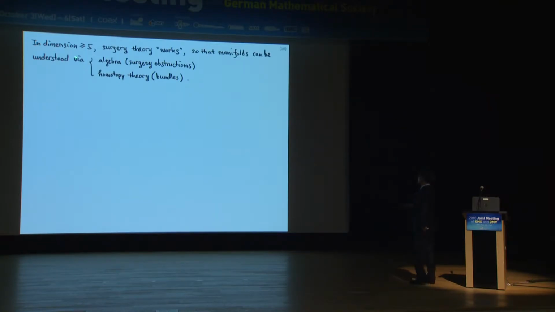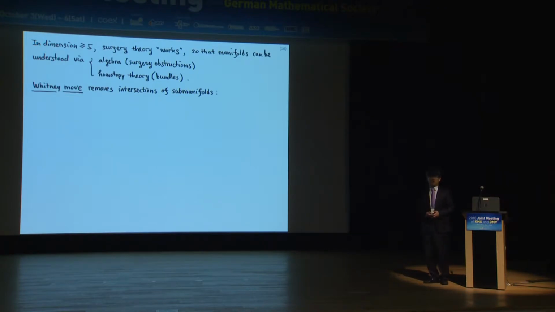Okay, so in high dimensions, it's well known that we have the ultimate machinery of surgery theory. It works in high dimensions so that manifolds can be understood via the algebraic problems about surgery obstructions, namely L groups, and homotopy theory of associated bundles, smooth bundles or topological bundles. So this is really wonderful.